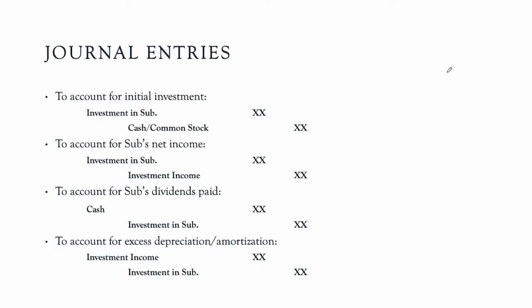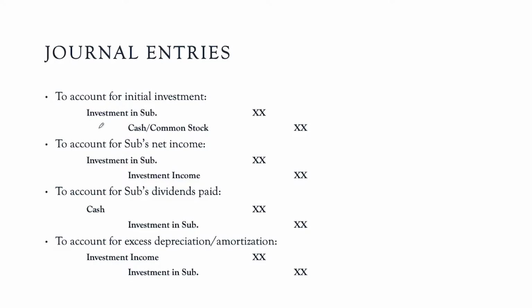So that being said, let's look at some of the journal entries you're going to need to know that involve this equity method. The first one is to account for the initial investment. You're going to raise the investment in that subsidiary account. So you would debit investment in sub, and you would credit cash if you're purchasing that investment for cash, or credit common stock and additional paid-in capital if you're issuing stock to make that investment.